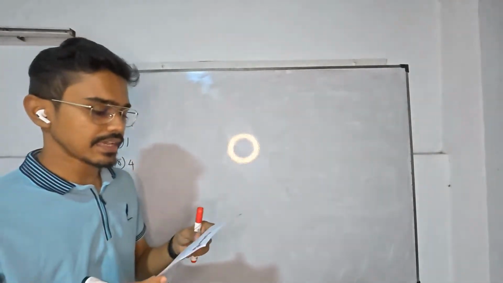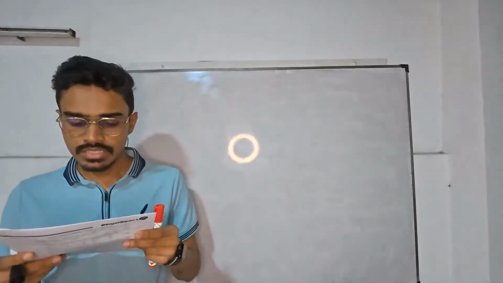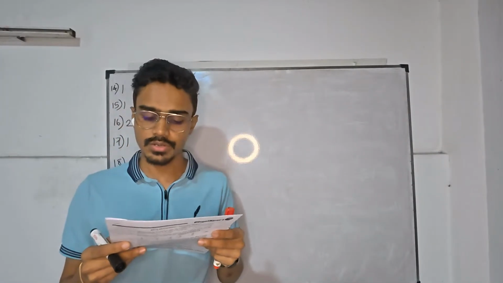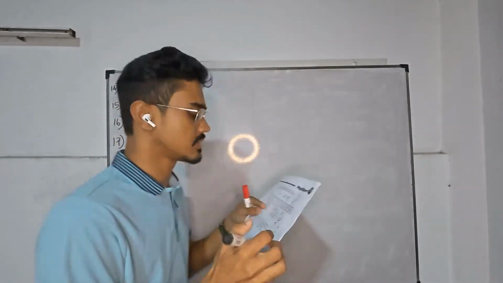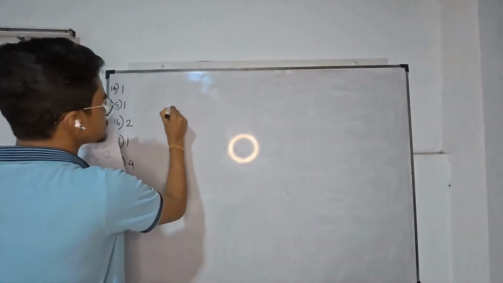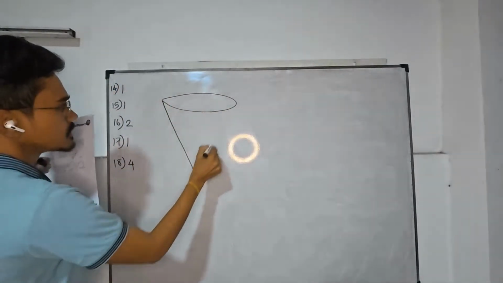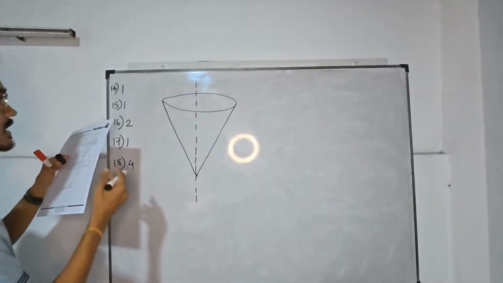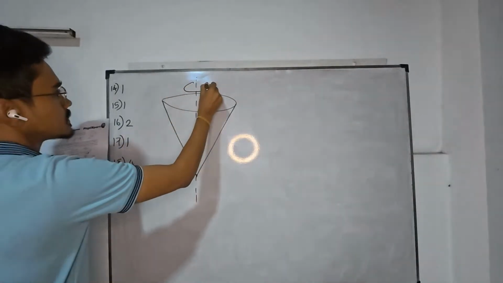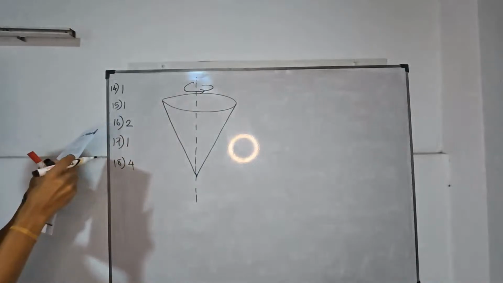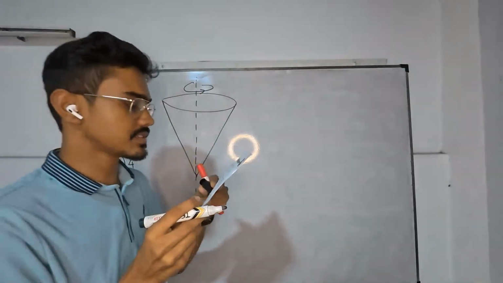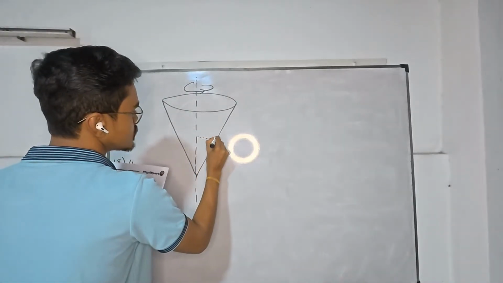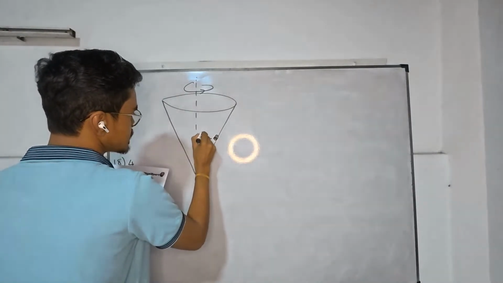A small object is placed inside a right circular cone with axis vertical and vertex down, as shown in the figure. It's clearly given in the diagram: axis vertical and the vertex down, something like this. The coefficient of static friction between the inner surface of the cone and the object is mu. The distance is given as d.